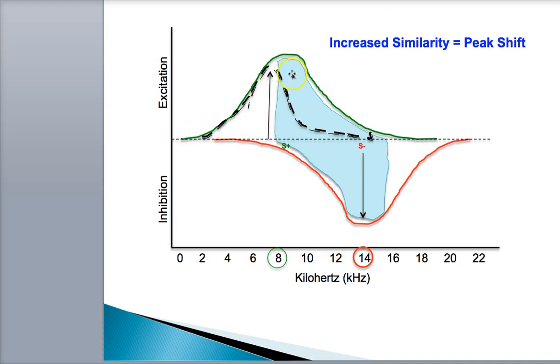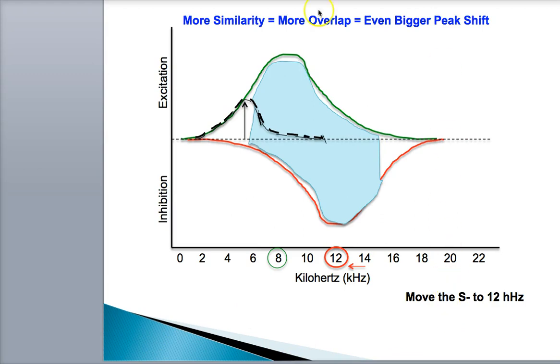Now, it's not actually shifting. What's happening is that the peak appears to shift because the rest of the excitation is suppressed by the inhibitory gradient. Here we're going to move it again. So even more similarity. Now we've moved the S minus to 12 kilohertz. Now it's overlapping a huge amount. You see how huge the amount of overlap is? And it pulls down and suppresses behavior almost completely. So here it looks as though the peak has moved way over. So the more they overlap, the further the shift. I hope you can see that.